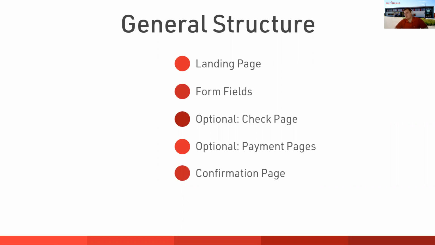Then there's an optional payment page. The payment page is shown if you ask for online payment and if the amount is larger than 0. If you enable online payment, but the amount to be paid is 0, then of course the payment page will be hidden and you will jump right to the confirmation page.